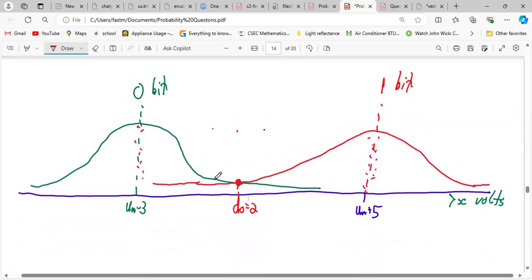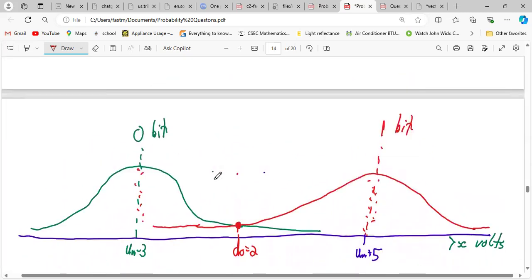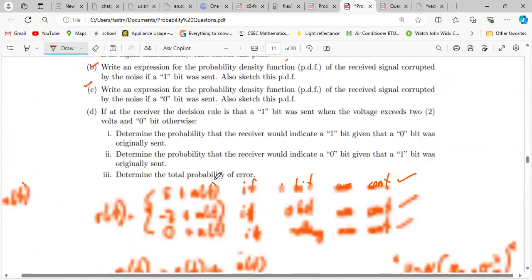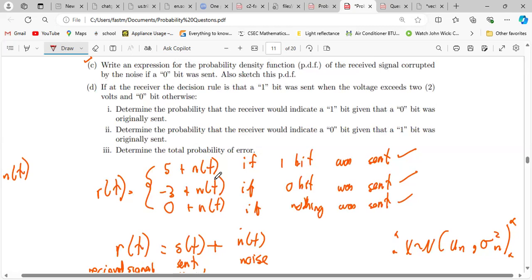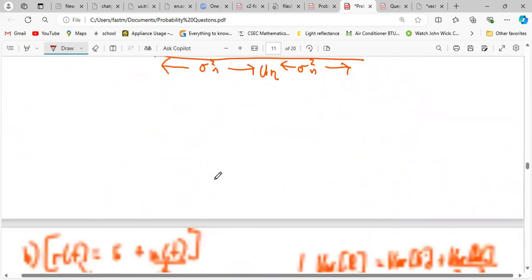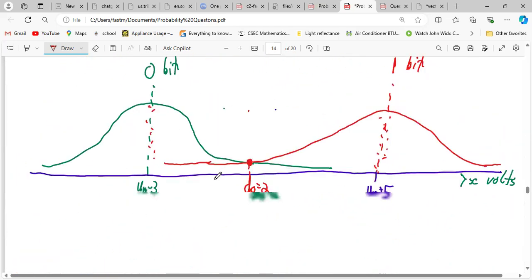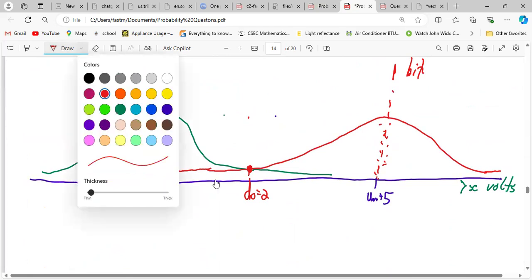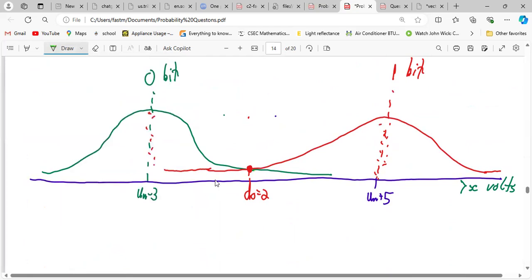So you have your threshold there at 2. The first part of the question says: determine the probability that the receiver will indicate a 1 bit if a 0 bit was originally sent. So they want to know the probability of seeing it as a 1 if a 0 bit was sent. So we need the green region. For some reason we send a voltage in this range here.